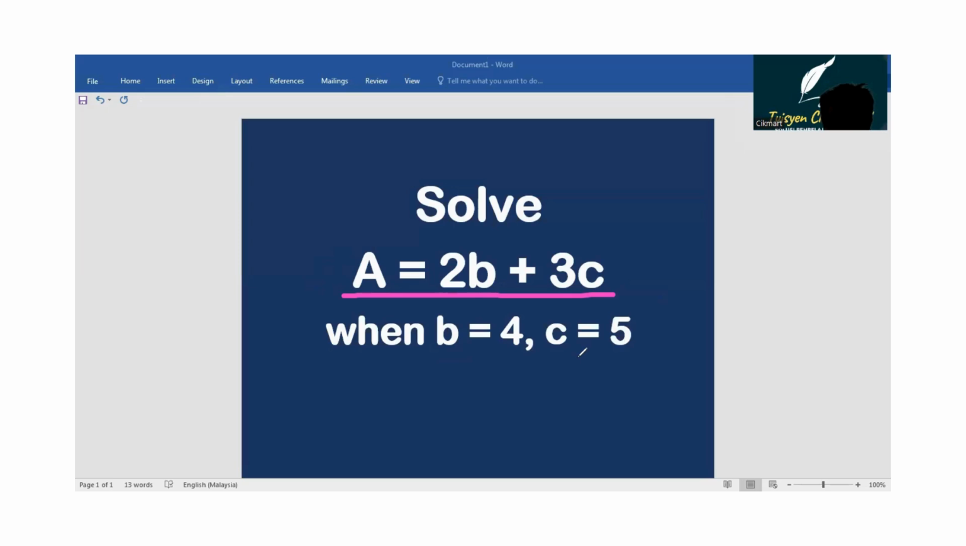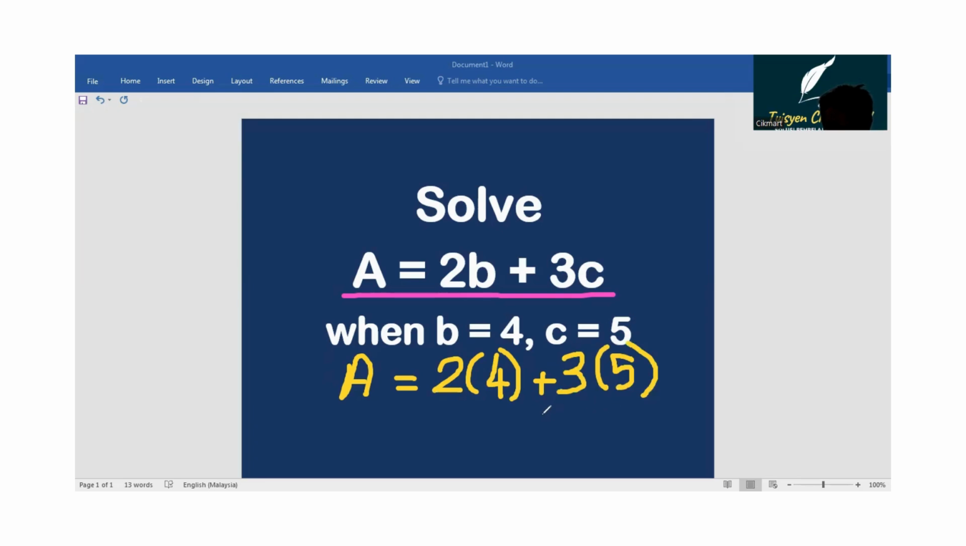So let us substitute the values into the formula. So a equals 2b plus 3c. I will use the yellow color. So a equals 2 times b, which is 4, plus 3 times c, which is 5.